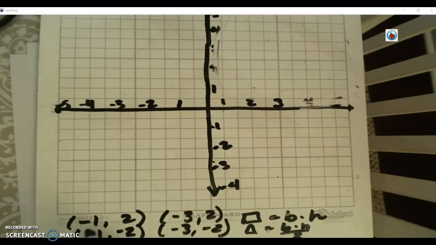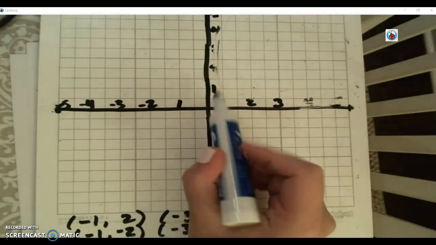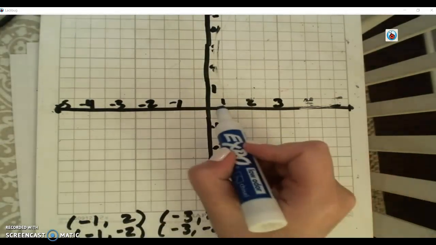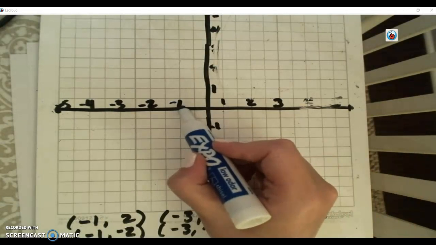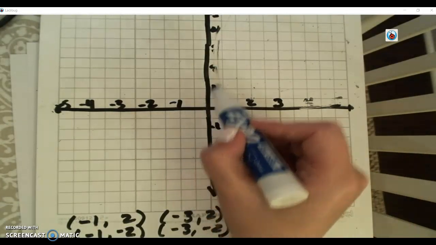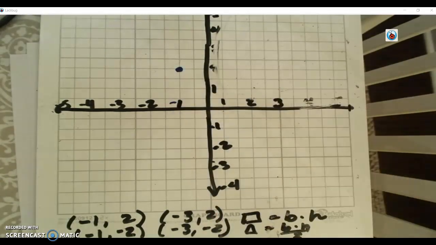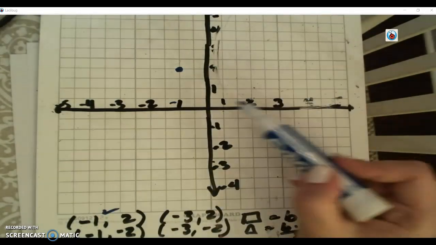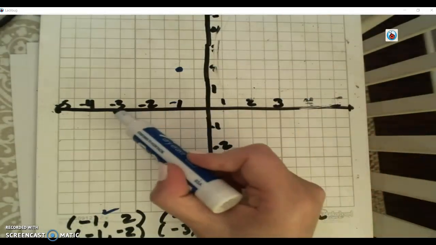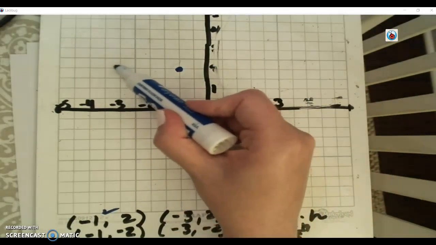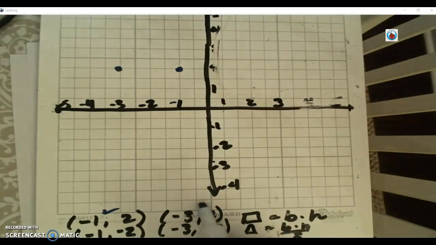So -1 and 2. So that means I'm going to go to 0, and I'm going to go over, I lost my negative sign, over to -1. And then because it's positive, I'm going to go up to positive 2, even though I slightly erased it a little bit. Okay? So that one's done. Now I'm going to go to -3, positive 2. So I'm going to go over to -3 and then up to positive 2 and put my point. So that one's done.